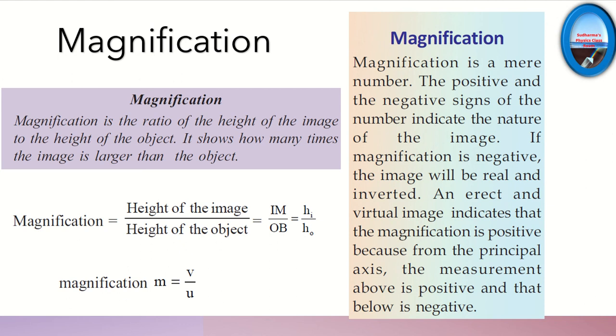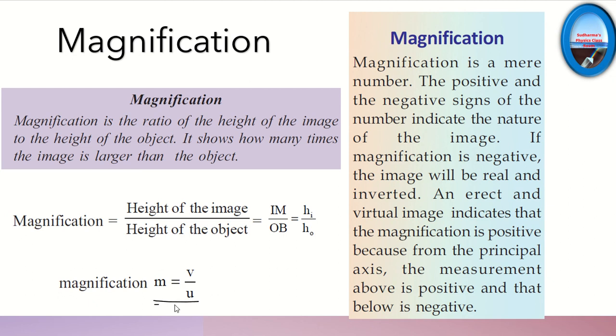So we're going to compare, with respect to the object, how much size the image has, whether it is a bigger image or a smaller image, right? When we simply say, we can say it's a small image or a big image, but we need to be very specific about the value. So we express that in terms of magnification. We also need to put the sign accordingly. So magnification is height of the image divided by height of the object.